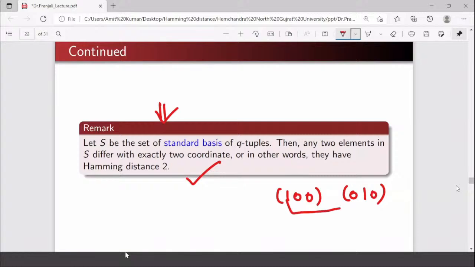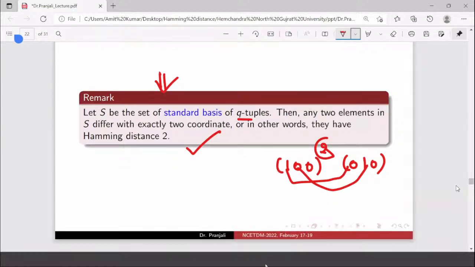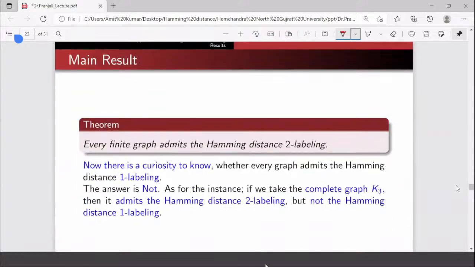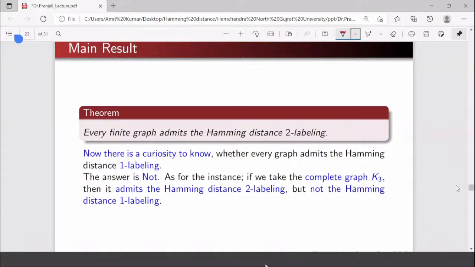This pair is different. This pair is also different. So the Hamming distance is 2. Consider any set of standard basis tuples. Then they are at Hamming distance 2, or I should say they differ at 2 places. So with the help of that remark, we have proved that every finite graph admits the Hamming distance 2 labeling.